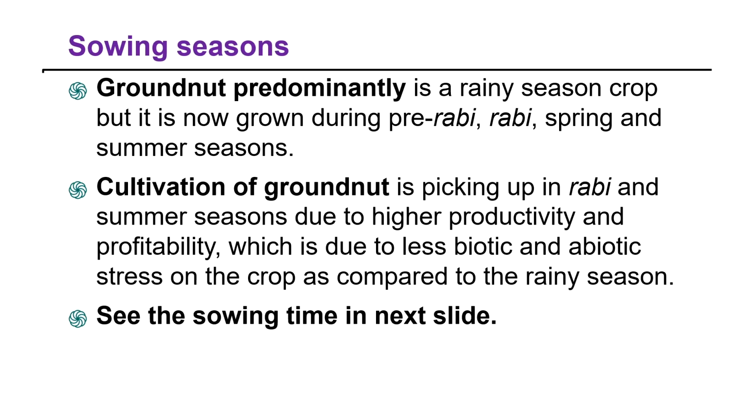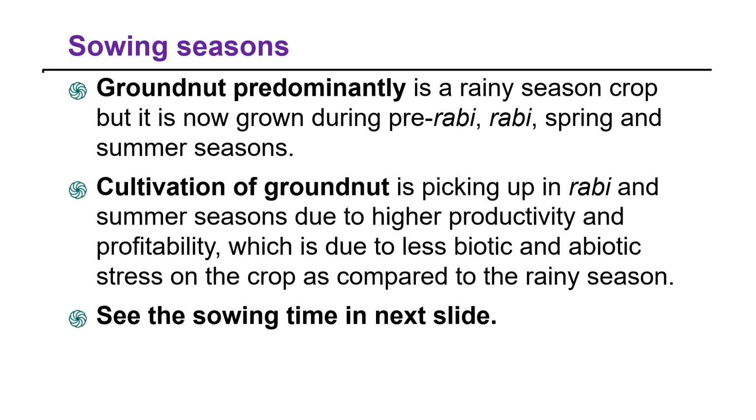Cultivation of groundnut is picking up in Rabi season and also in summer seasons due to higher productivity and profitability, which is due to less biotic and abiotic stresses on the crop as compared to the rainy season. In certain areas of the country, farmers are now taking interest in growing this crop in spring or summer season, and it has been observed that summer season crops get good light because cloudy weather is not there, and light intensity is required, and also invasion by insect pests and diseases is less. So this crop can also be grown. We will see the sowing time in the next slide.